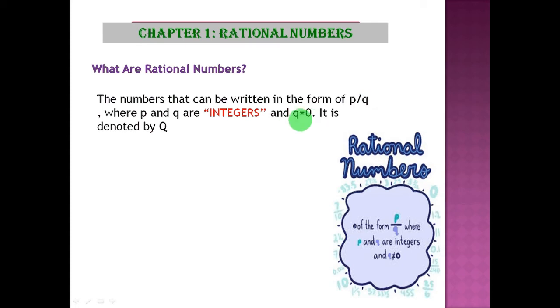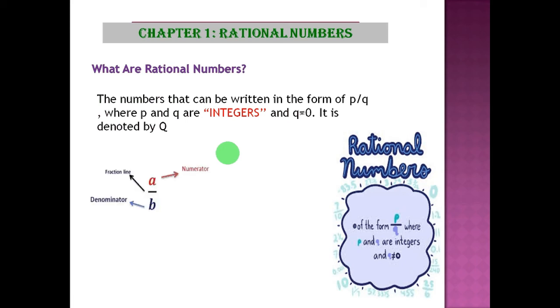And you see the one condition here, Q is not equal to 0. I will tell you about this condition now. It is denoted by Q. So a number written in fraction form is called a rational number, but here P and Q should be integers.